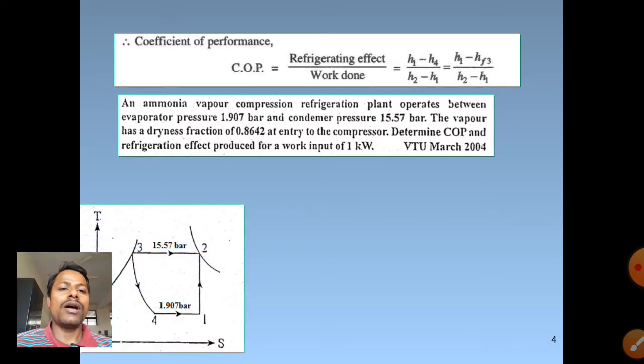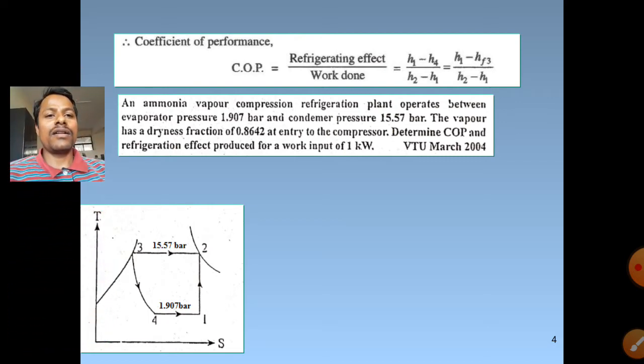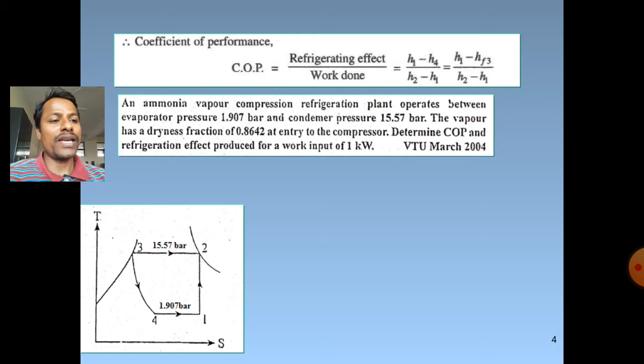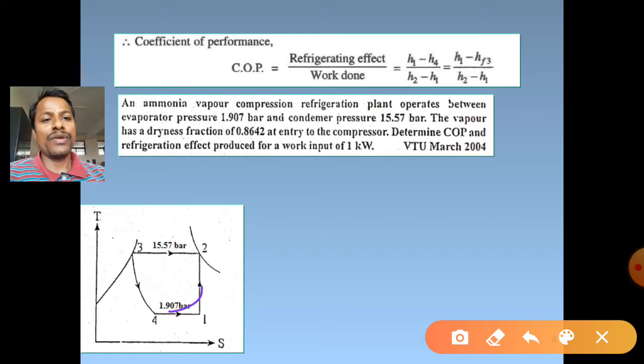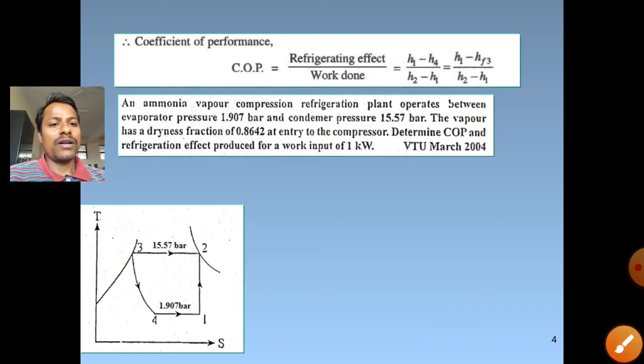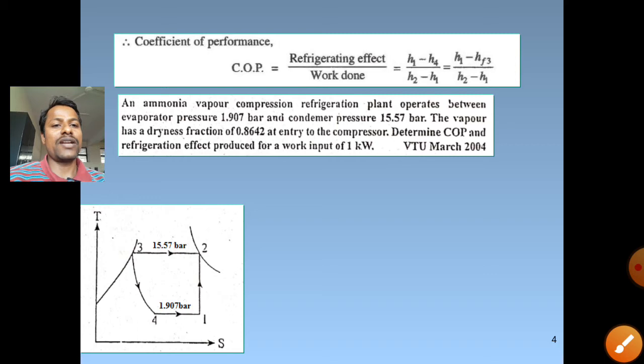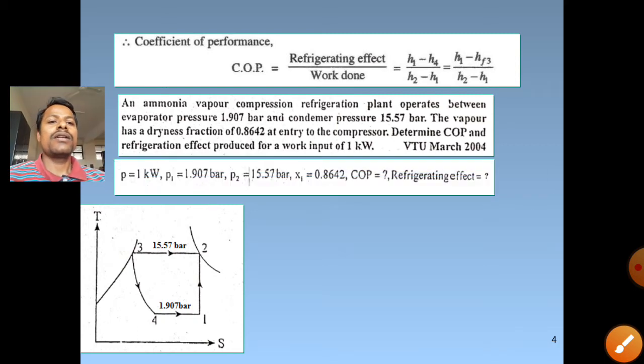So now assuming the outlet of the compressor as dry saturated, we can represent the cycle within the saturation vapor dome in this way. Here we have evaporator pressure 1.907 bar and condenser pressure 15.57 bar, which we have indicated on a TS diagram. Now let us write the given data.